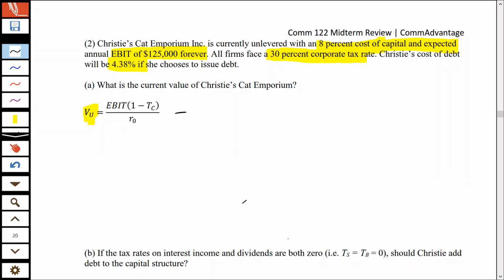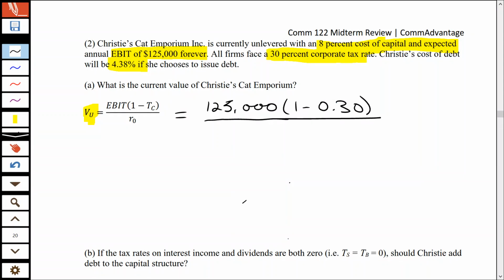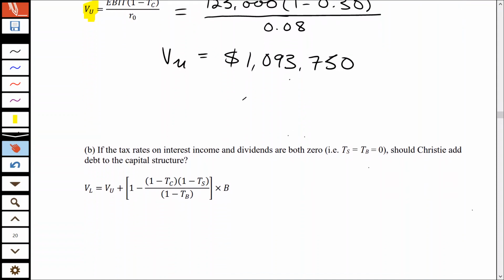So to solve this, we basically just plug in the values that are known. We see that EBIT is $125,000 from the information in the question. Multiplying that by 1 minus the 30% tax rate. And then all of that goes over top of R0, the unlevered cost of equity, which is 8% or 0.08. We hit our calculators for a second, we crunch that out, and we find very quickly that the unlevered firm value is $1,093,750. So that's part A.